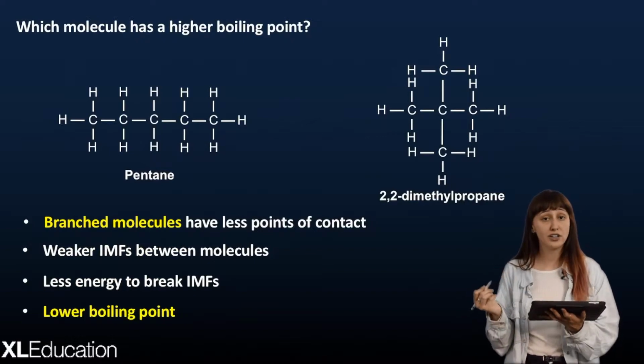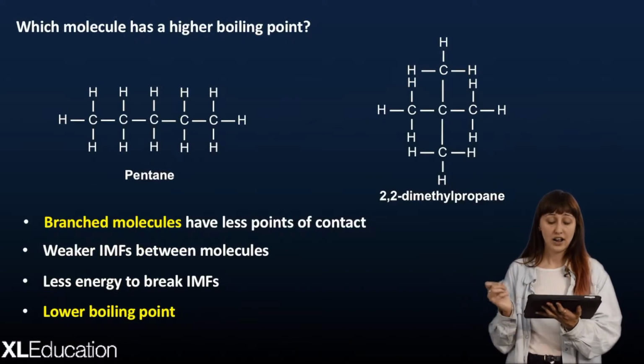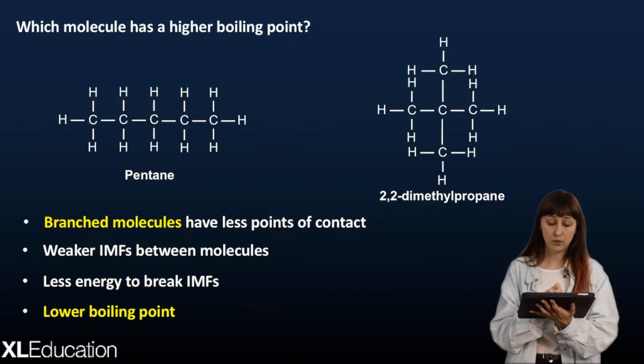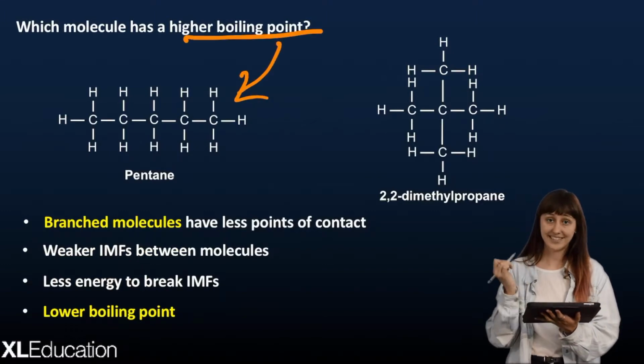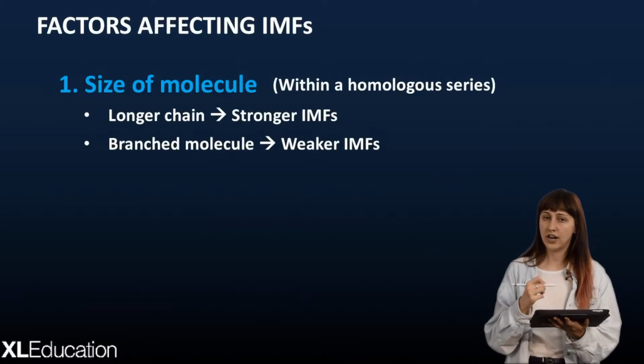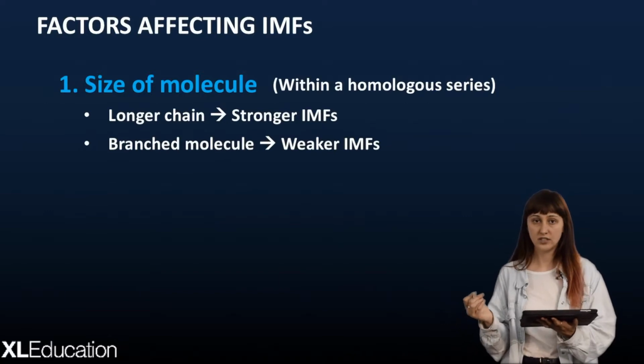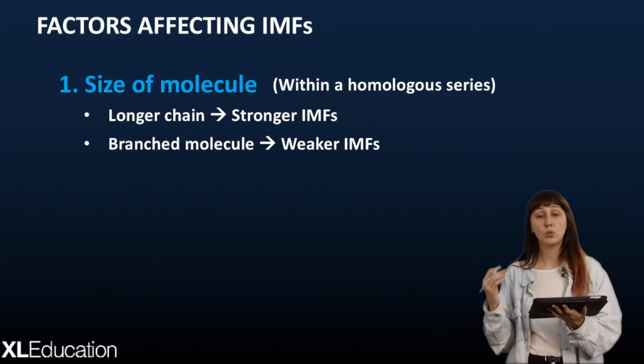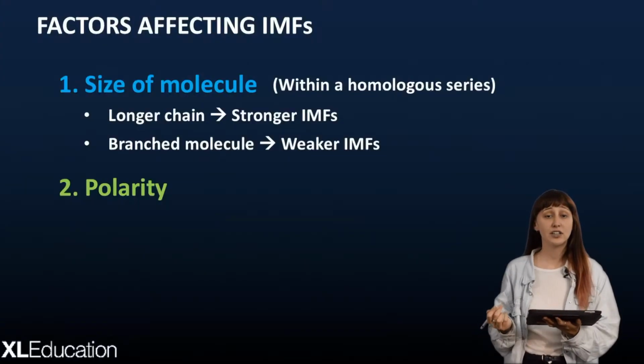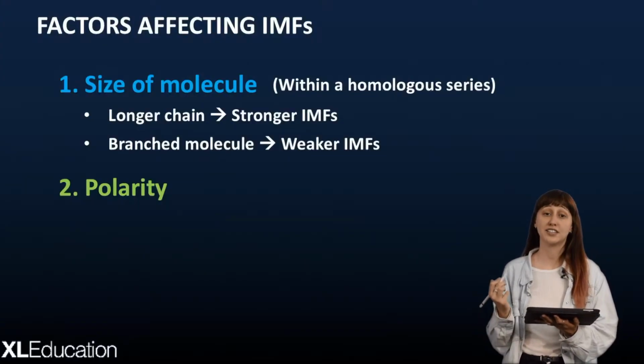So if a branched molecule has a lower boiling point, then the molecule with a higher boiling point is going to be pentane. Okay, now we've had a look at how the size affects the intermolecular forces, that being a longer chain, stronger intermolecular forces, and branched chains will have weaker intermolecular forces. Take note, we usually use the size of the molecule to explain the relative strength of intermolecular forces within a homologous series. Now let's have a look at how polarity affects the strength of intermolecular forces.